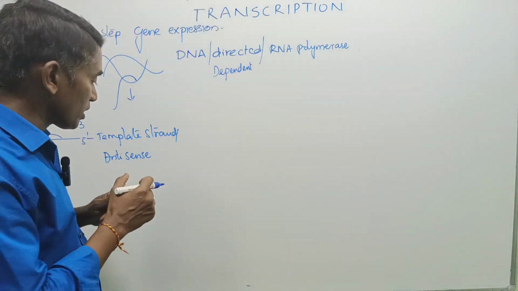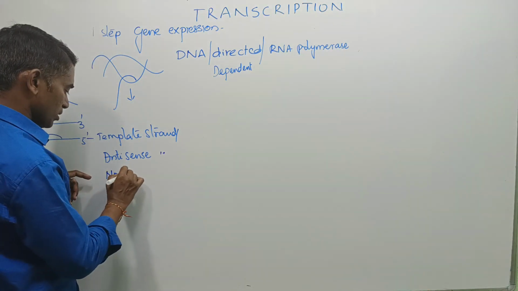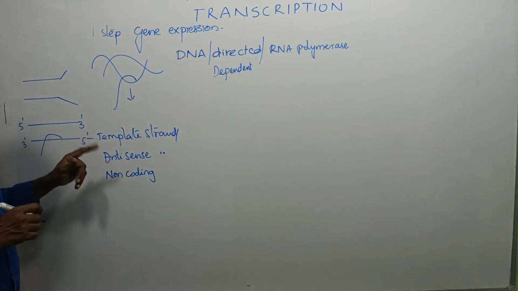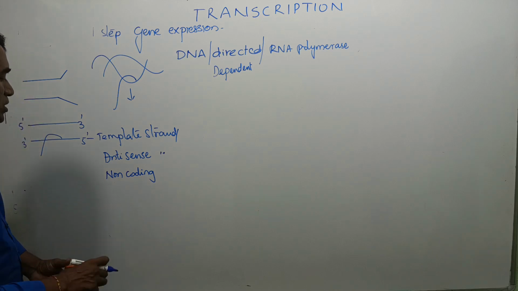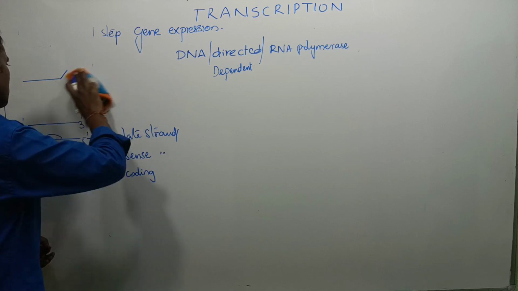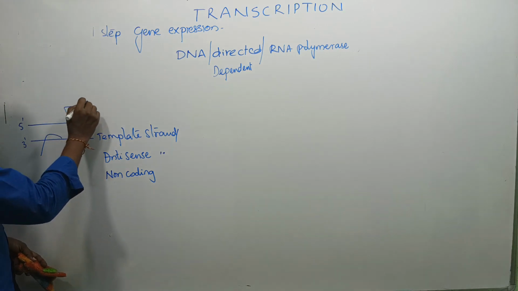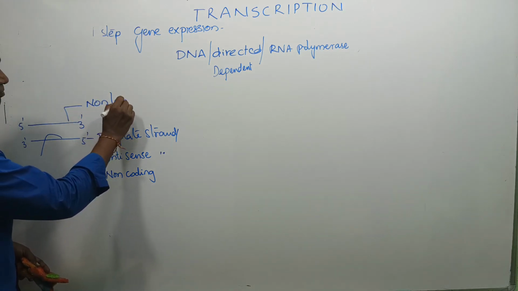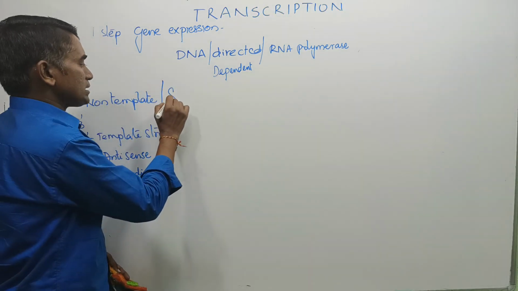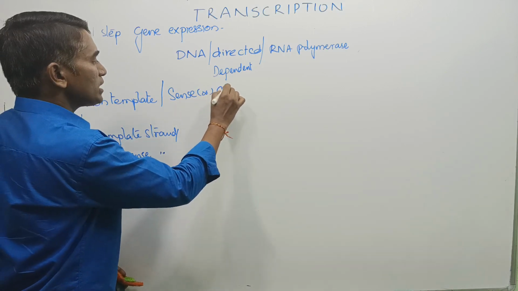This is also called the non-coding strand or antisense strand. Remember, from an exam point of view this is important. This is the template strand, or non-coding strand, or simply antisense strand. Whereas this opposite strand that is not acting as a template is called the non-template strand, or sense strand, or can also be called the coding strand.